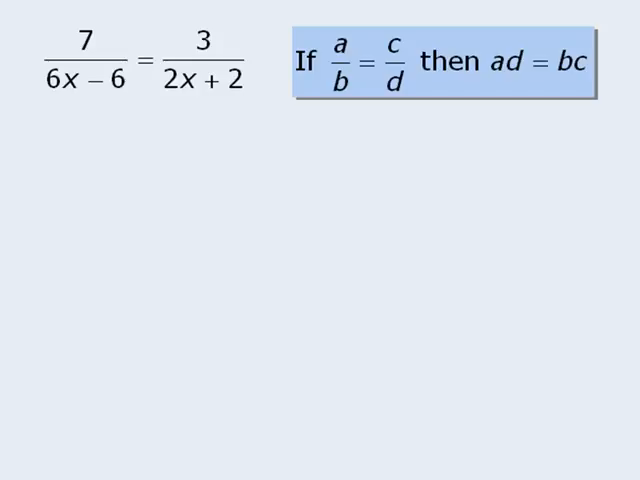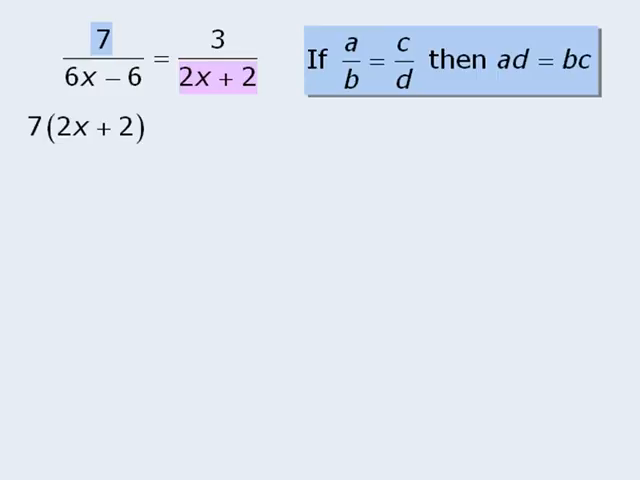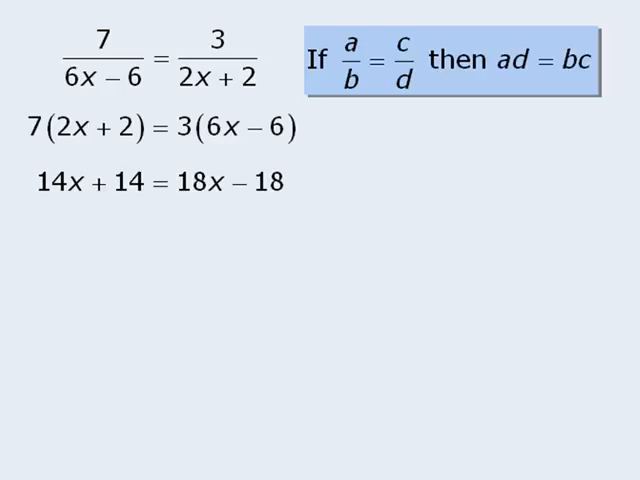In this equation, there are two equivalent rational expressions, so we can apply this rule and conclude that 7 times 2x plus 2 must equal 3 times 6x minus 6. At this point, we have a nice equation that we can solve for x. First, we'll expand the left-hand side, and then we'll expand the right-hand side. Then we can subtract 14x from both sides, and now we can add 18 to both sides. Finally, when we divide both sides by 4, we get the solution x equals 8.